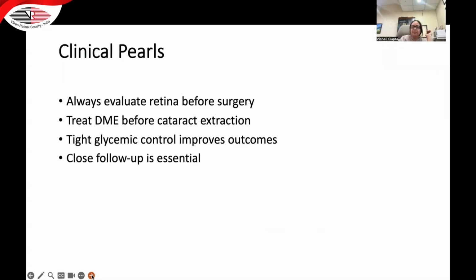So the clinical pearl is: always evaluate retina before surgery, and treat diabetic macular edema wherever possible before cataract surgery. You need a tight glycemic control because that's going to improve the outcome. Intraoperatively, adjunctive treatment with steroids or anti-VEGF, and a close follow-up, is essential.